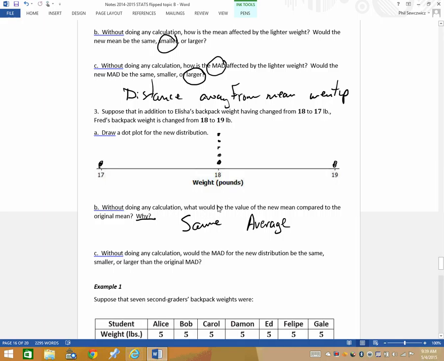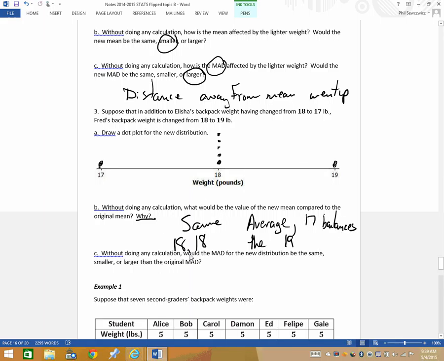So what would the value of the new mean compare to the original mean? It's going to be the same. So it's 18, and the new one's going to be 18. And again, we're going to say the average because the 17 balances the 19. And if we think about what's the average between 17 and 19, it would be 18.